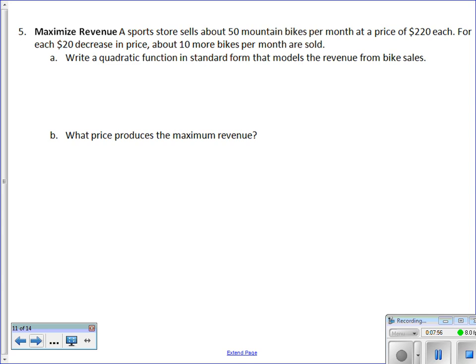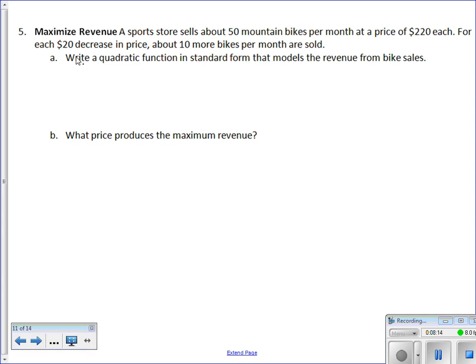So what do we know? Well, we know a lot of math mumbo jumbo. What do we need to know? Well, I need to know a quadratic to represent this situation. And also from that, I'm looking for the maximum revenue. So I need to know the vertex of that quadratic.